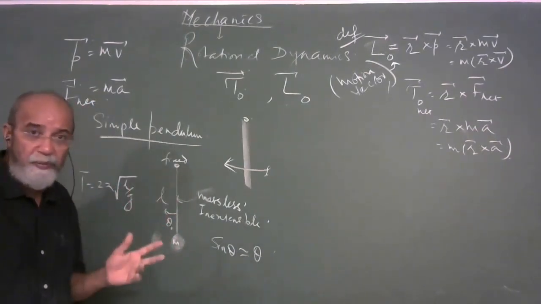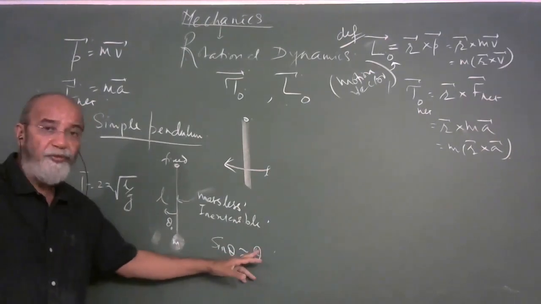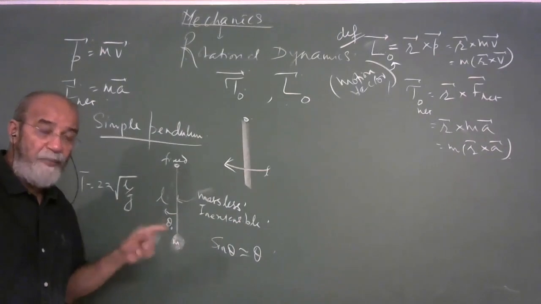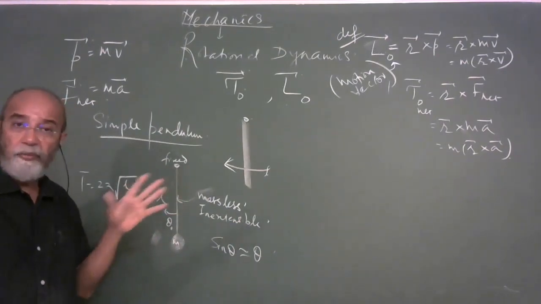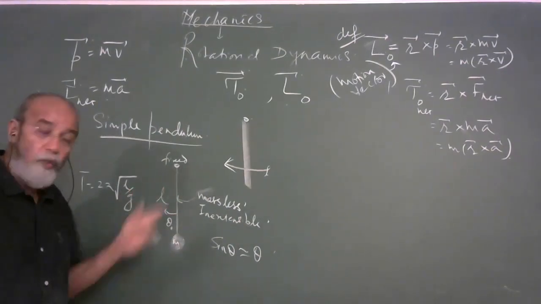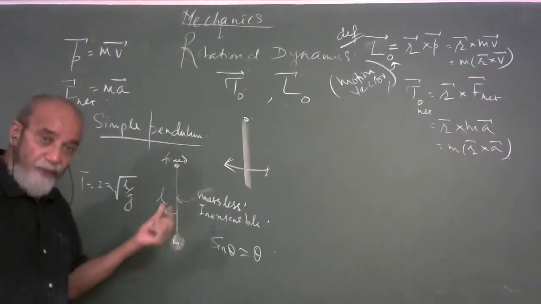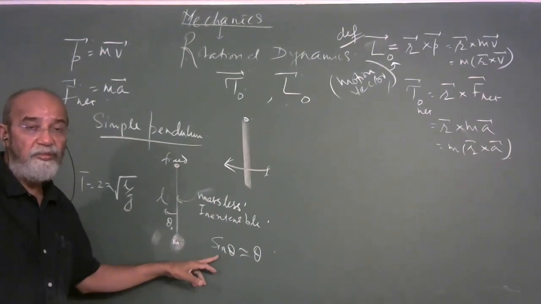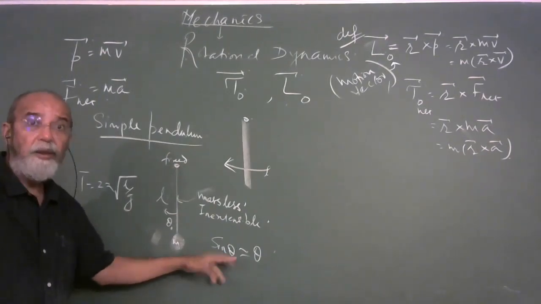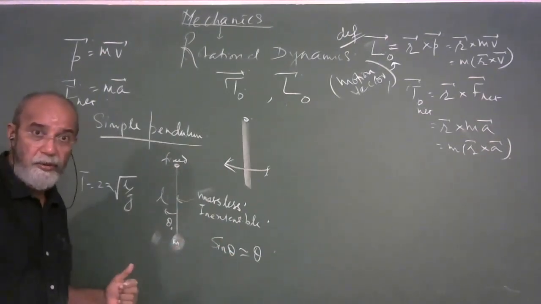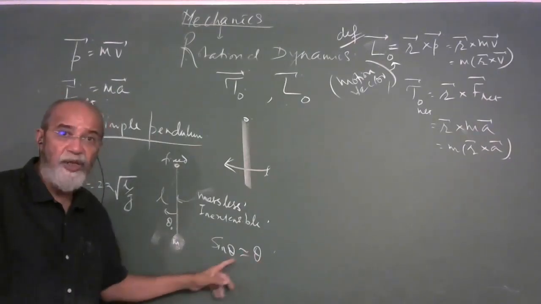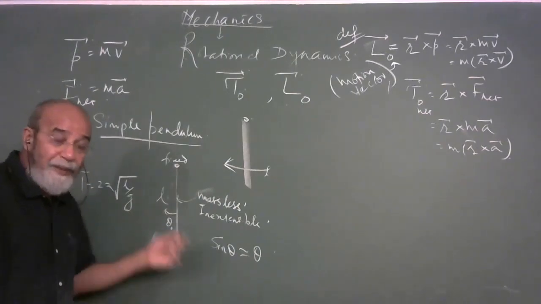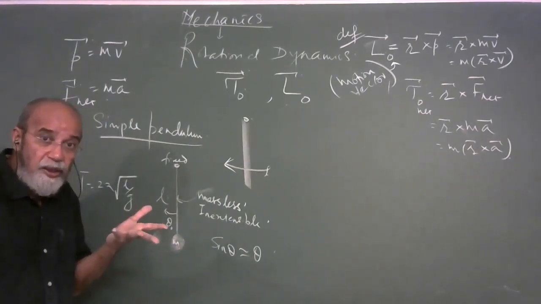You can look up the table. Find the value of 2 degrees in radians by multiplying 2 into 2 pi upon 360. Find out the radians and find out sine 2 degrees. You'll be surprised, the values are almost the same, left and right. But that is for 1 degree, 2 degrees.